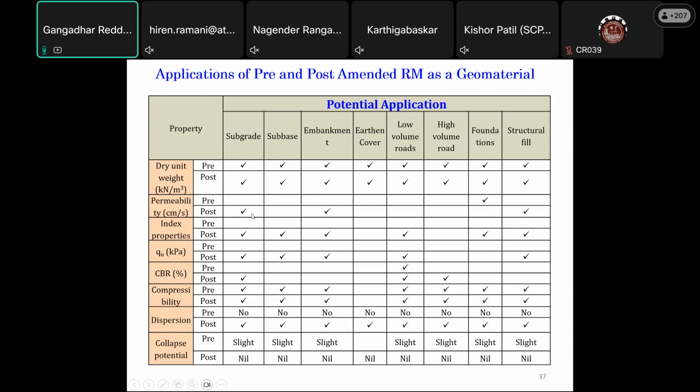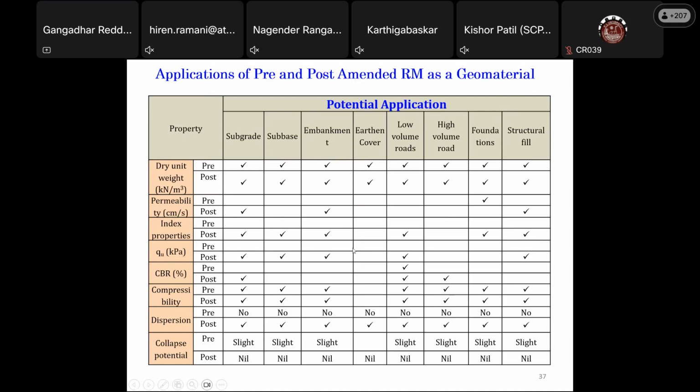But if at all you want to use this material as a kind of clay liner material, we need to use stabilized soil, and we can further reduce the vulnerability of this red mud so that we can use it as a clay liner material as well. So the index property shows that pre-treated may not be used, but post-treated are a good fit after the treatment. As for strength, as I said, the strength of the red mud is very low, basically in the 200 to 300 range.